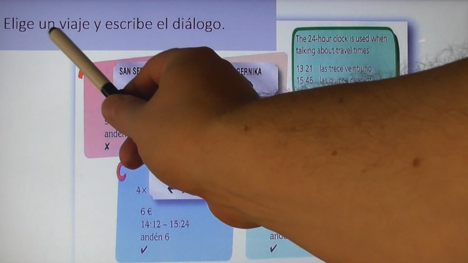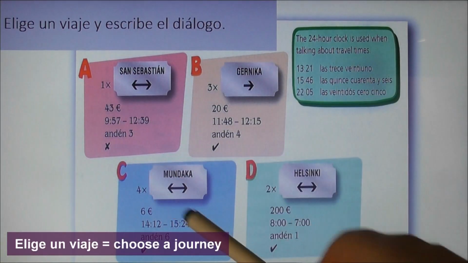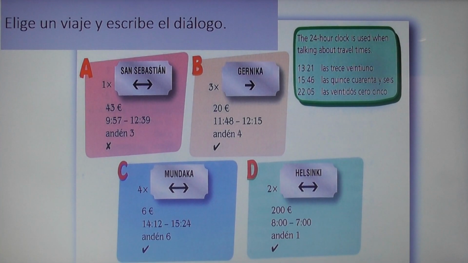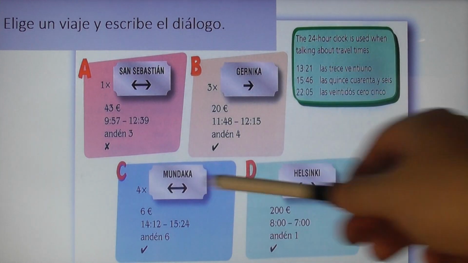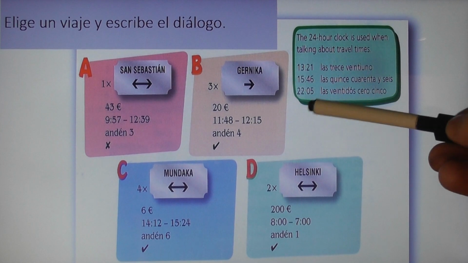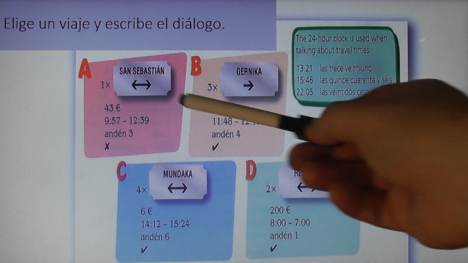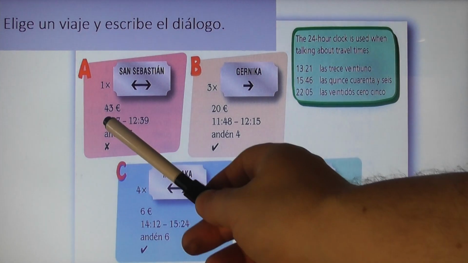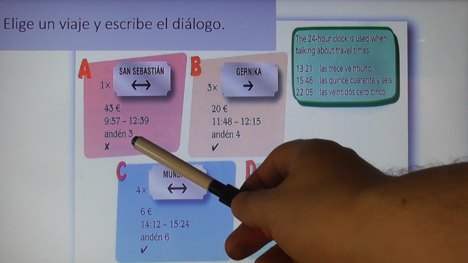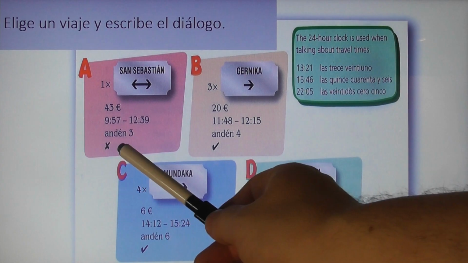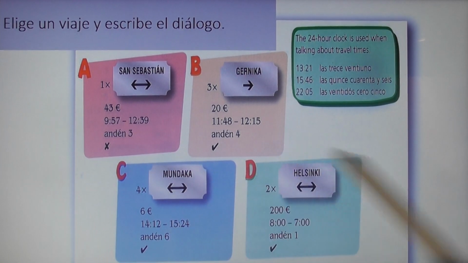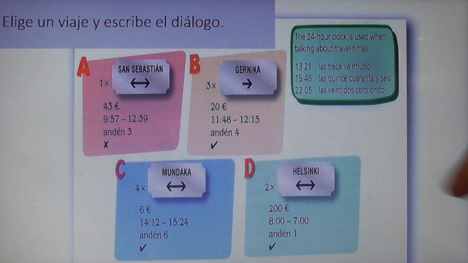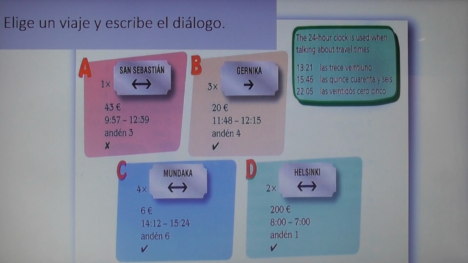Y ahora elige un viaje y escribe el diálogo. Escribe el diálogo. So, you are going to choose either A, B, C or D, and you're going to create a dialogue based on the information given. So, for example, here we've got 1 return ticket to San Sebastian. That's how much it costs. That's when it leaves. That's when it arrives. Here we have the platform number, and this cross means you don't have to change. Okay, so using the dialogue that we've covered in lesson today, have a go at writing your own dialogue for either A, B, C or D.